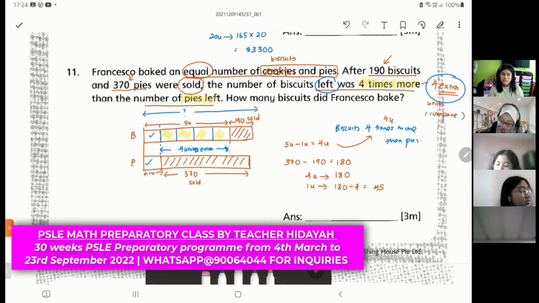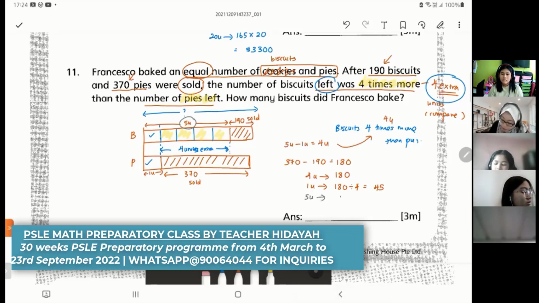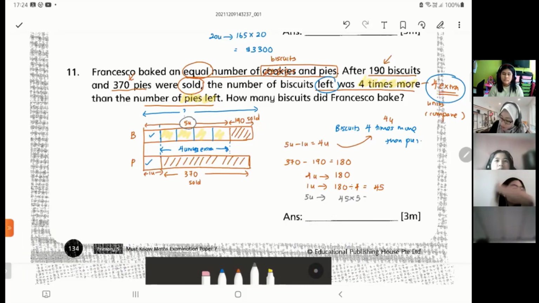I'm supposed to find the biscuits, which is 5 units. That is 45 times 5, 225. Not happy also because still have this one that I sold, so I must take it back. 225 plus 190 equals 415. This is my answer. 415.